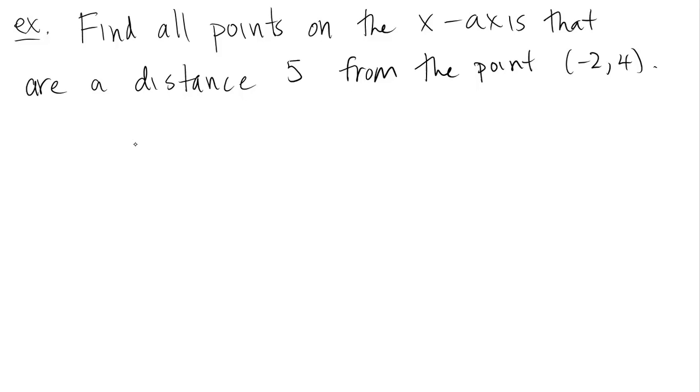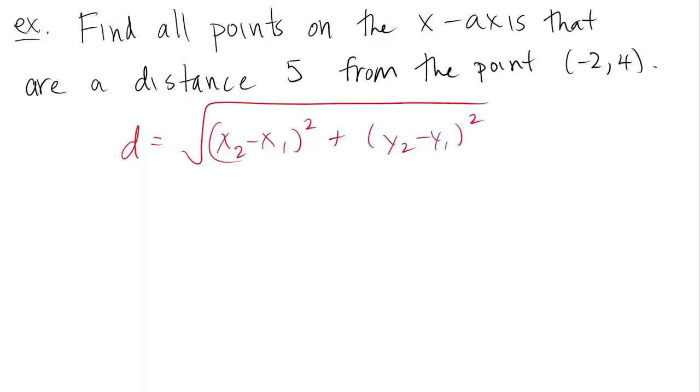The distance formula tells us that the distance between 2 points can be found by subtracting the x-coordinates, squaring that difference, subtracting the y-coordinates, squaring that difference, finding the sum of those squares, and then taking the square root. That's the distance formula. Now, here you might object because you might say, well, we only have 1 point, so how can we use the distance formula?